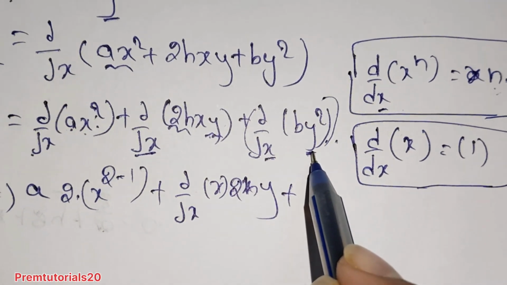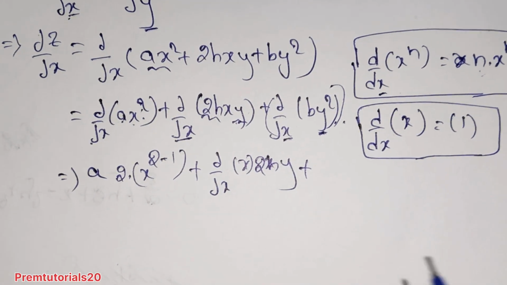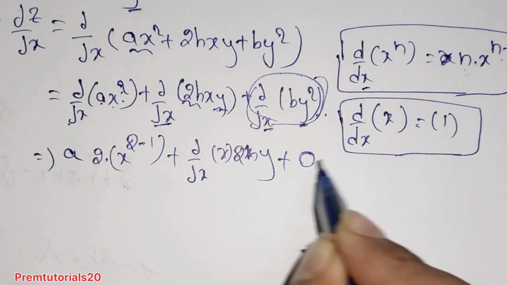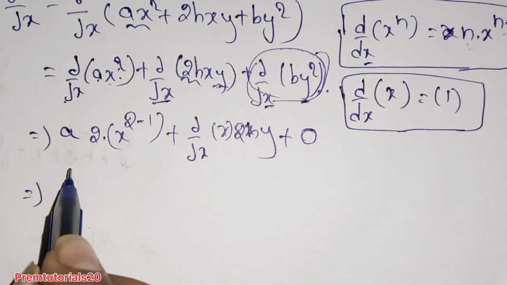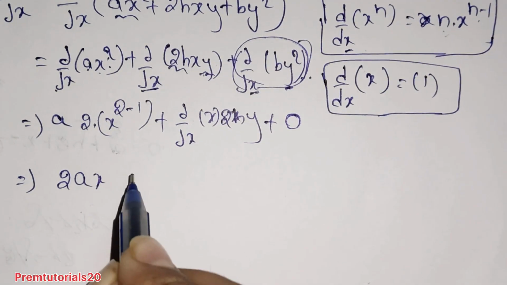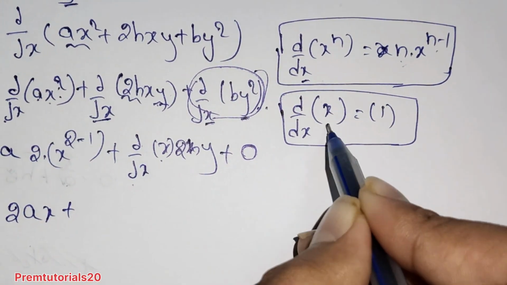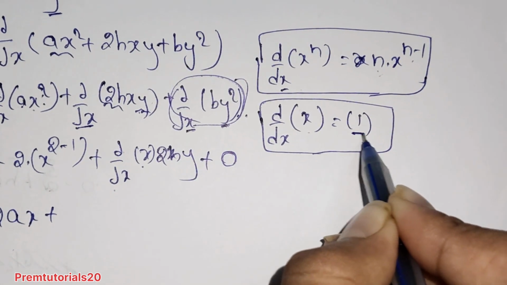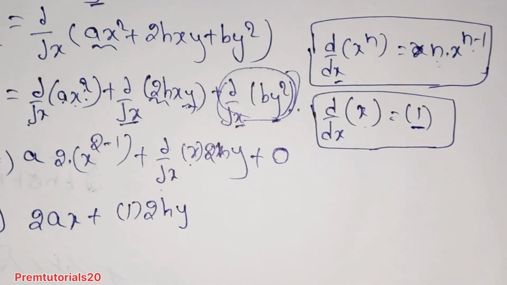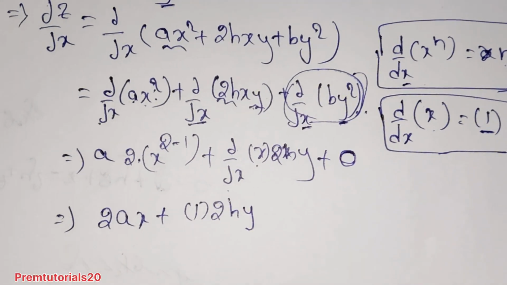Here y is a constant term, so this will become 0. Now it is written as 2ax plus the partial derivative with respect to x of x, that means d by dx of x. What we get here is 1 into 2hy, so it is written as 2hy.